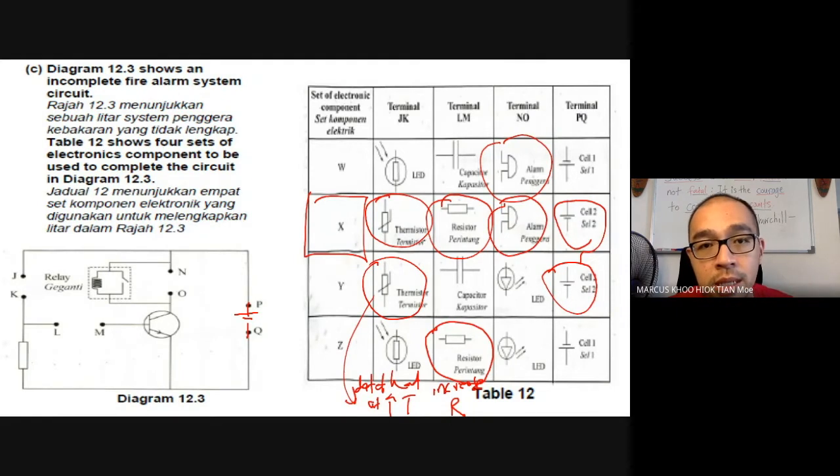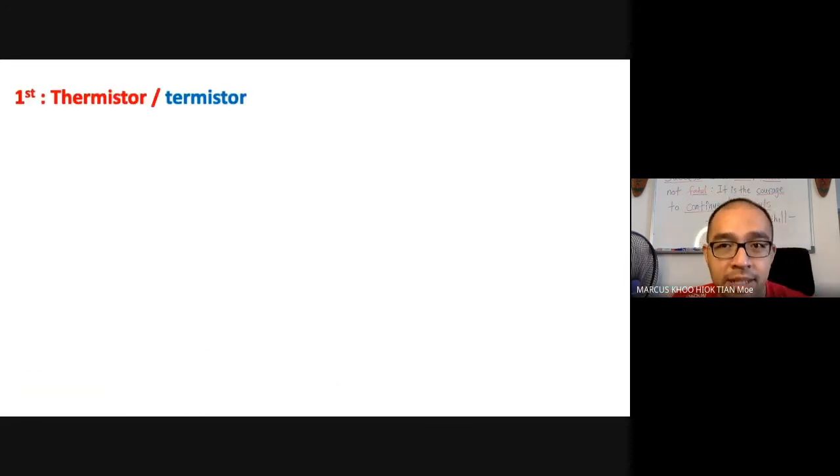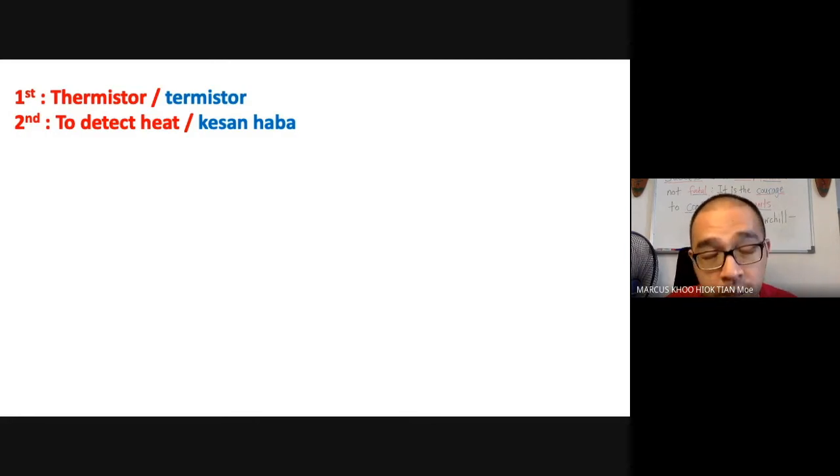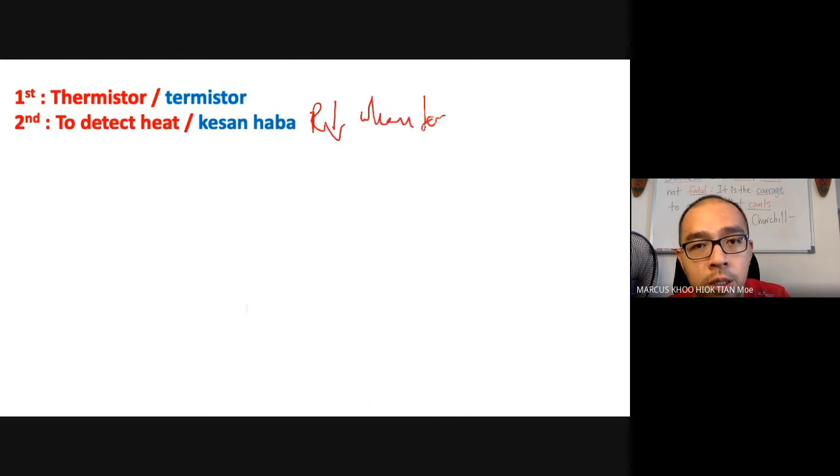And so this is how you would write the answer. Number 1, thermistor. According to Michelle, the thermistor can detect heat at high temperature. Obviously that's the answer lah. If you want, you can also add this: the resistance decreases when temperature increases.